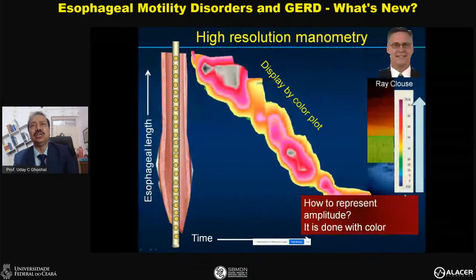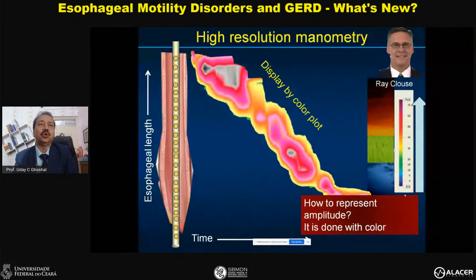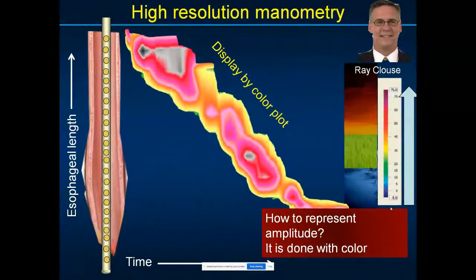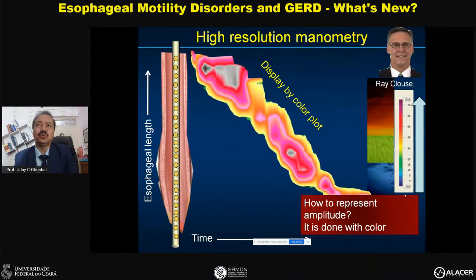The second thing is, I told you in conventional manometry, the x-axis represents the time and the y-axis represents the amplitude of contraction. Now in the high resolution manometry system, the x-axis represents the time and the y-axis represents the esophageal length. So how do you represent the amplitude of contraction? This novel idea was brought in by this gentleman, Ricardo. To represent the amplitude of contraction, he gave color.